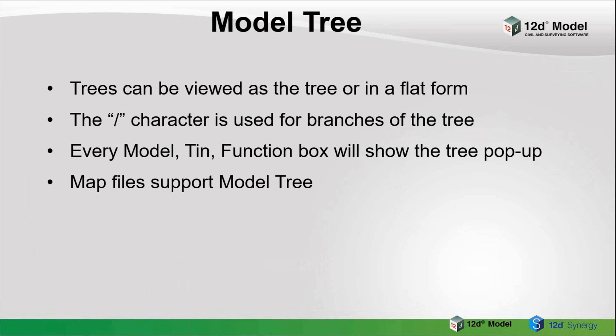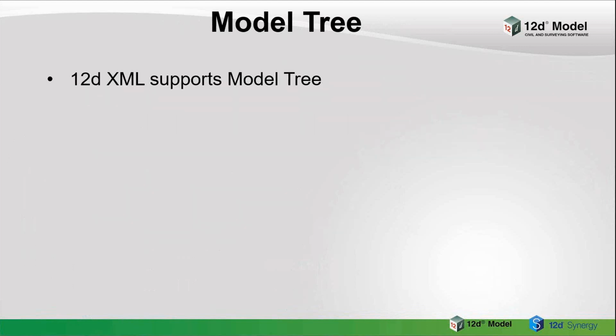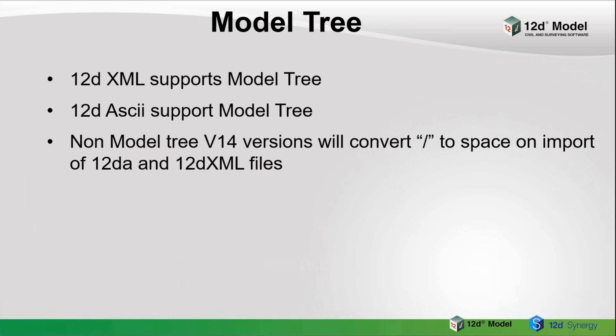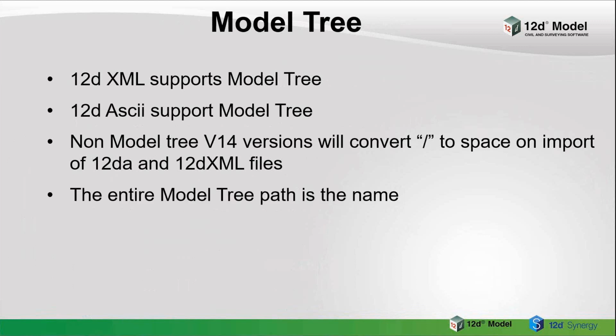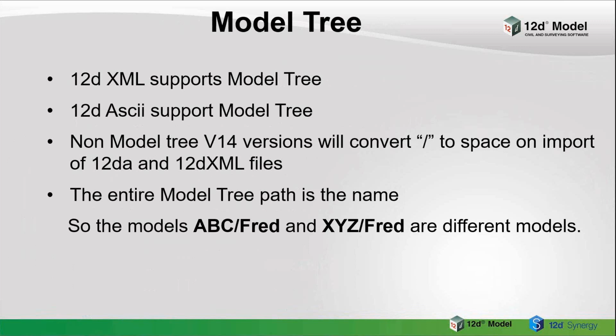Map files support the model tree. The pre and post for map files also works. The XML supports model tree, and also the 12 ASCII readers and writers support it. If you've got a non-model tree version, because you can have it or not, then if it's got a slash in it, it'll convert it to spaces on import. The entire model tree path is its name. So things like ABC/Fred is different from XYZ/Fred. It's the whole path, so that it's different.